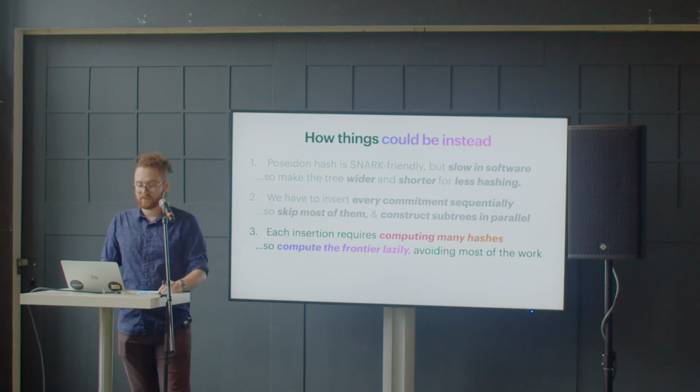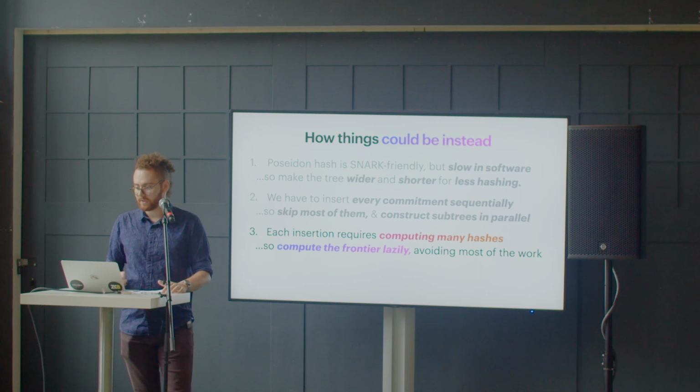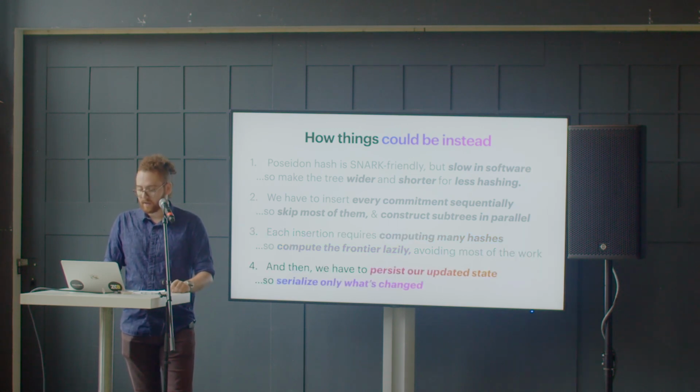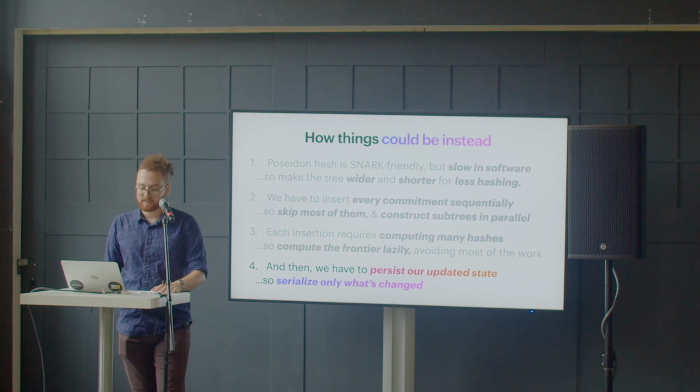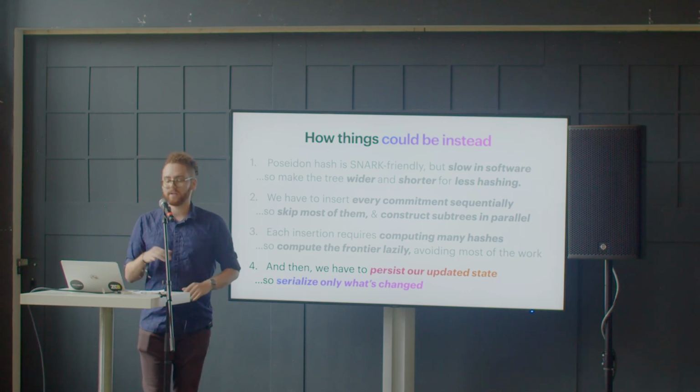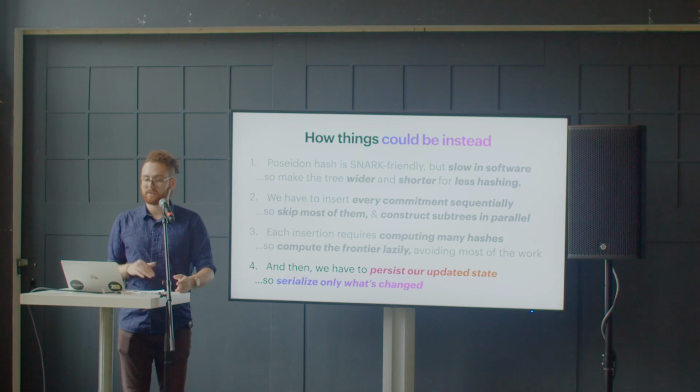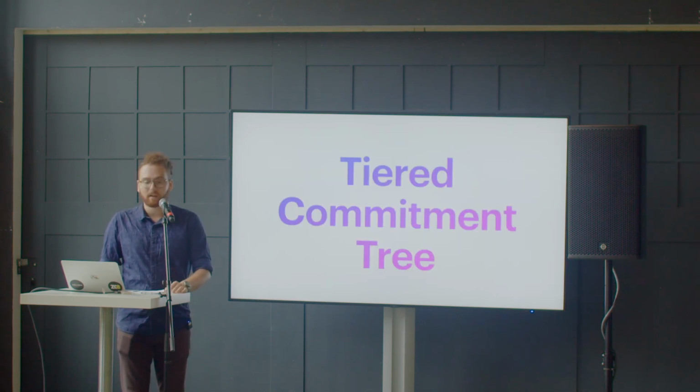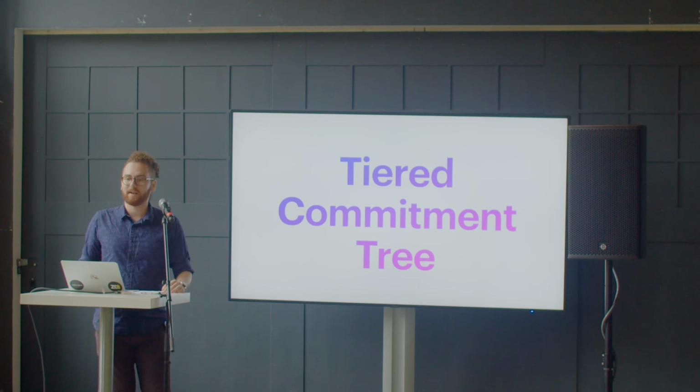This problem of having to compute many hashes every time you do an insertion led us naturally to design the tree to have a lazy frontier, which avoids most of the work on every insertion so that you only compute the frontier when you actually need to calculate the root of the tree. And then, of course, we have to persist that updated state. So instead of persisting the entire tree every single time that we want to checkpoint to disk, we just serialize an incremental slice that represents everything that's changed since the last checkpoint. So this design that I've outlined the conceptual properties of, we call the tiered commitment tree.